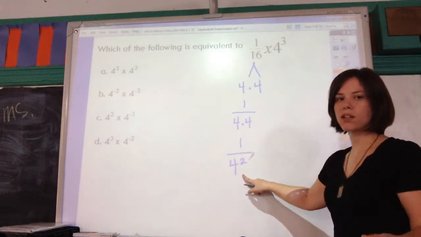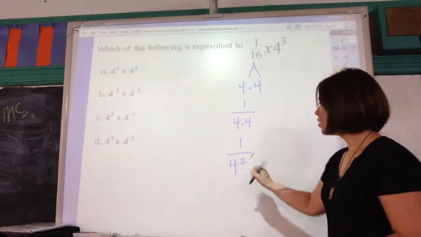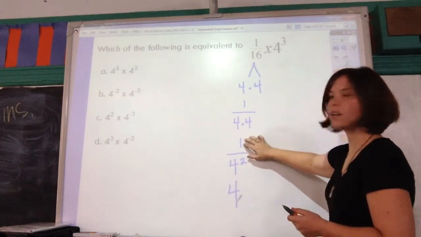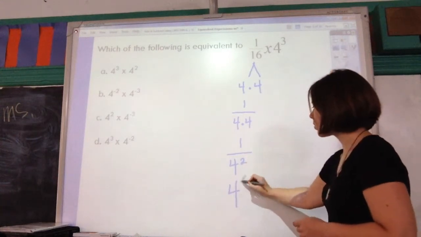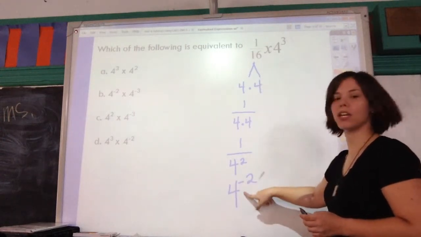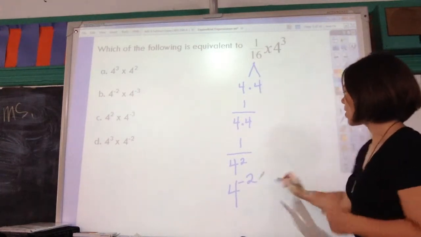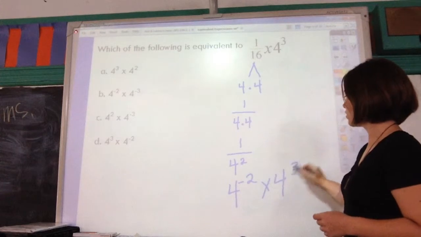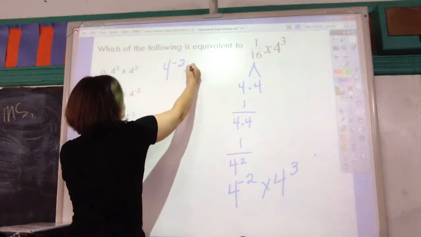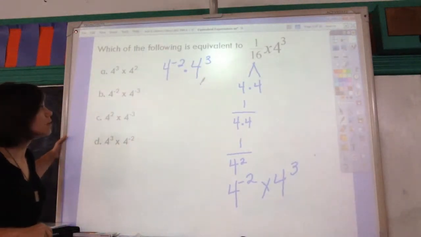The last piece that I just reviewed is that you can use negative exponents to represent a fraction. So you keep this number as your base, and then to get rid of this fraction, you make your exponent negative. So this 1/16 is the same thing as 4 to the power of negative 2. I'm going to bring down this other part times 4 to the third. Now that I have this simplified, I'm looking for one of my answer choices that's equal to 4 to the negative 2 times 4 to the third.